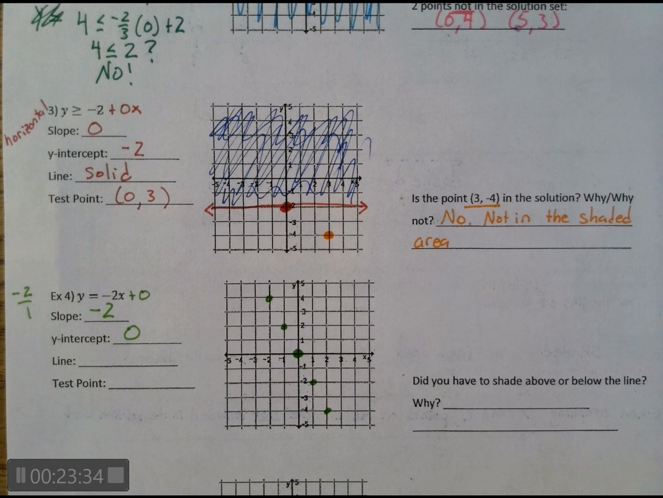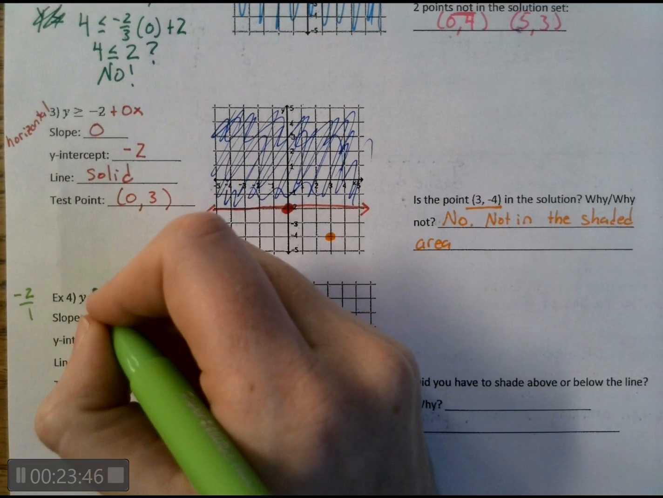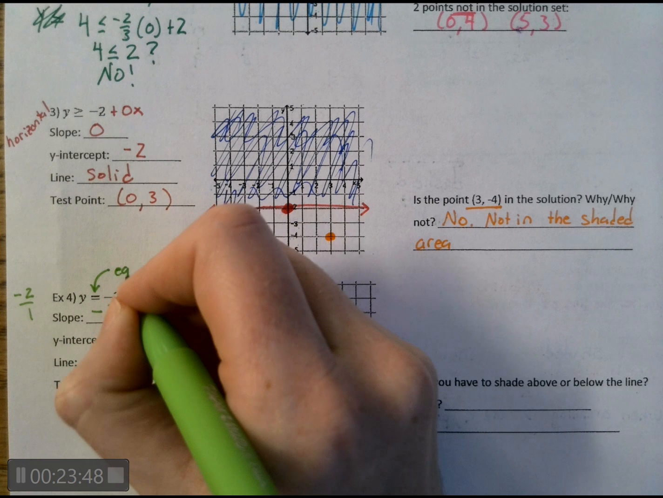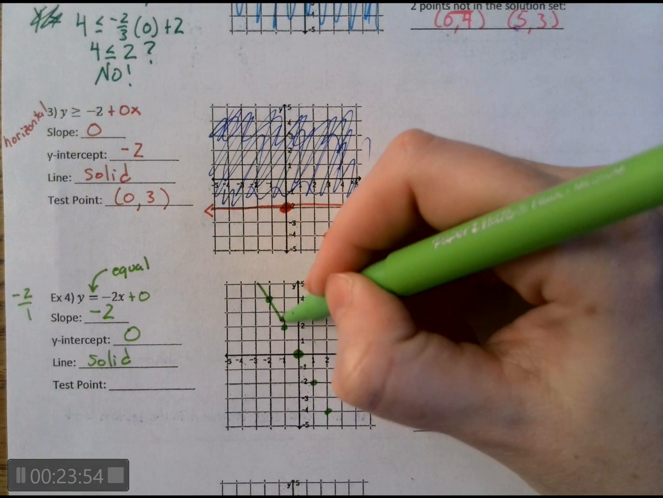Now, what's different about this one? Is it a solid or dashed line? Well, hopefully you said solid, because we have an equal sign. Okay? So, solid line.